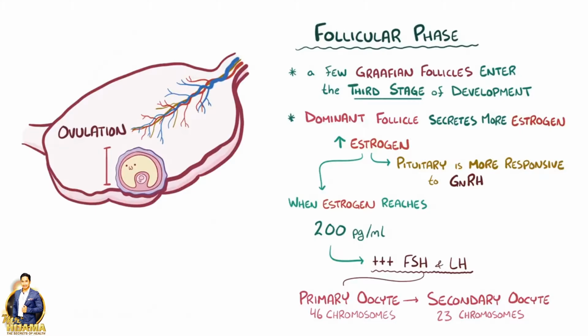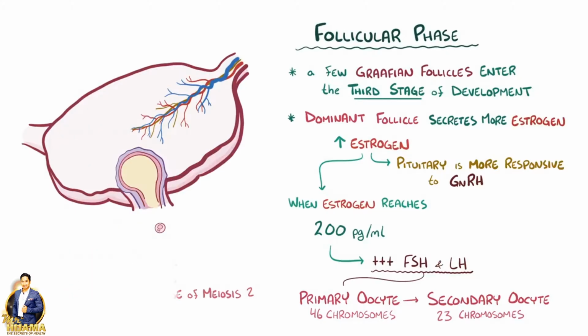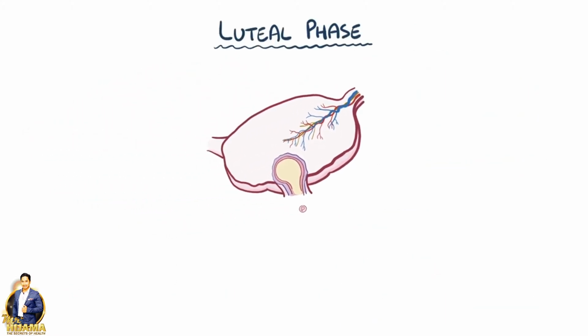That's when the nearly 2 centimetre sized follicle ruptures and releases the tiny secondary oocyte into the fallopian tube. The secondary oocyte stops in metaphase of meiosis II and waits for fertilisation as the menstrual cycle transitions into the luteal phase. The luteal phase makes up the second half of the menstrual cycle, week 3 and 4 of a 4-week cycle.